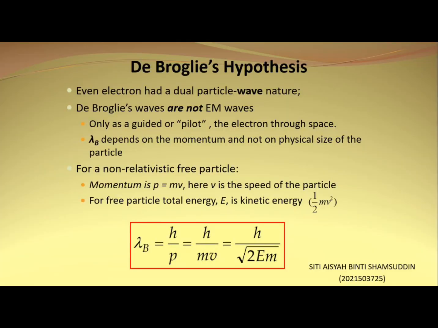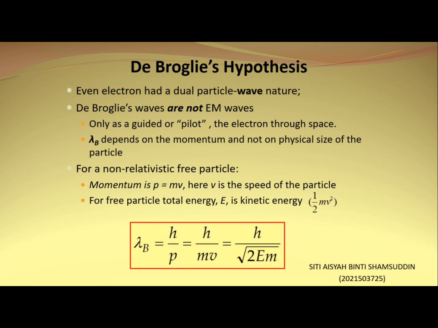The de Broglie hypothesis says that matter consists of both a particle nature as well as a wave nature. The de Broglie wavelength lambda b is given in terms of the particle momentum p and can be written as lambda b equals h over mv, where h is the Planck constant, m is the mass of the particle, and v is the velocity of the particle. From that, it can be said that the wavelength of matter is inversely proportional to the magnitude of the particle's linear momentum.